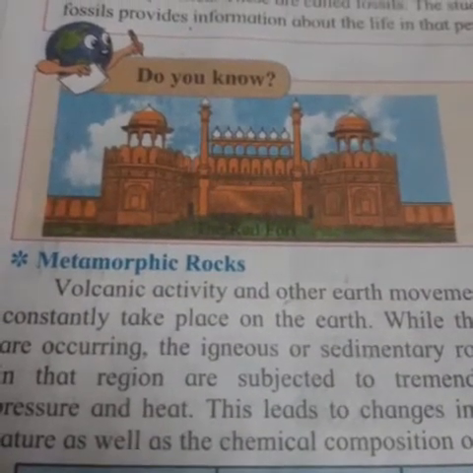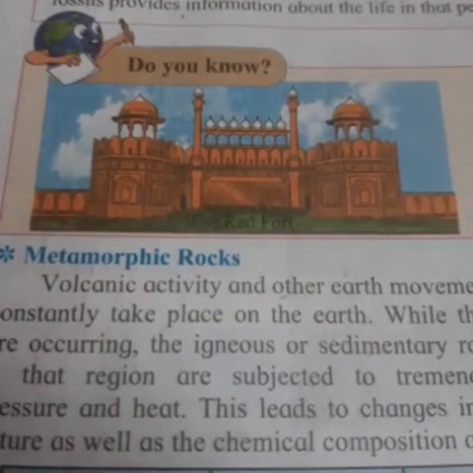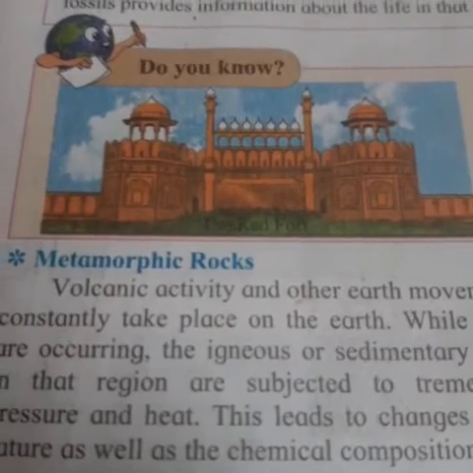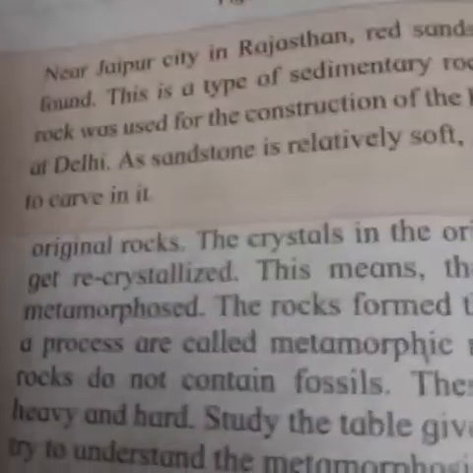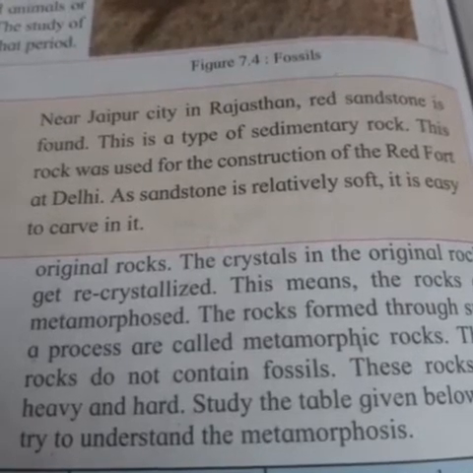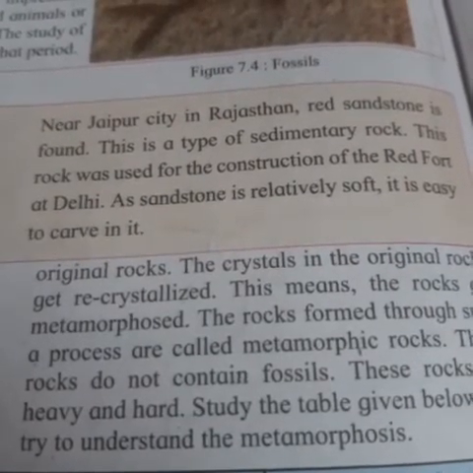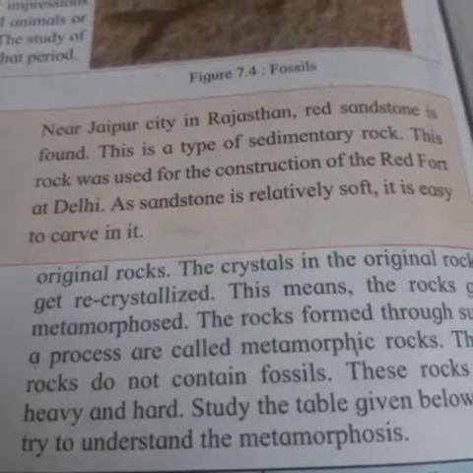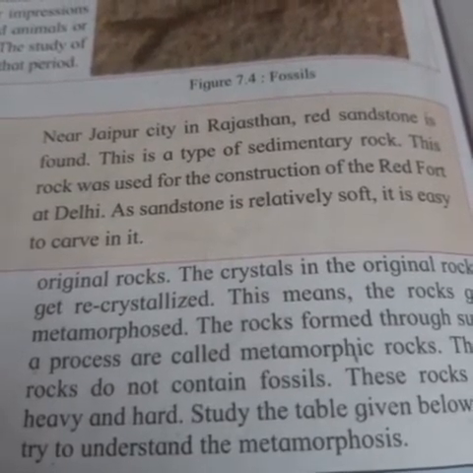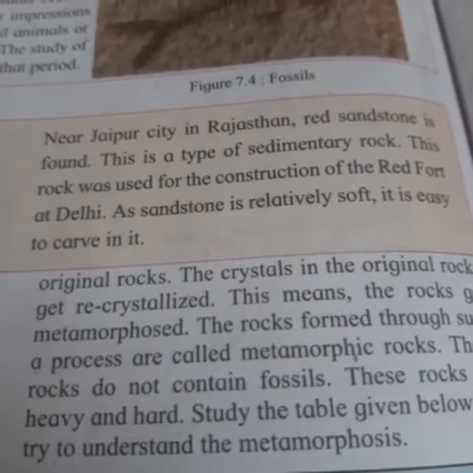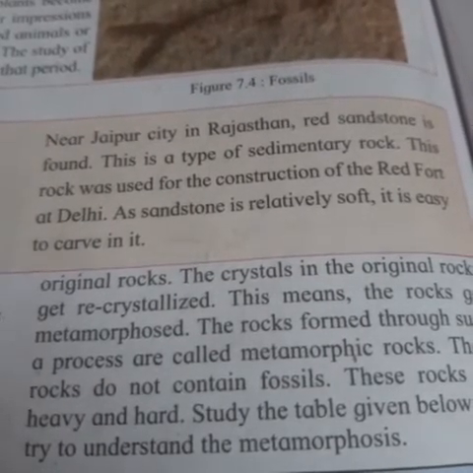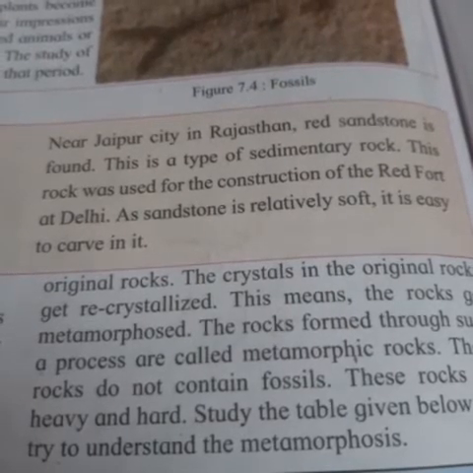Now, this is the Red Fort picture they have given. This is just a small knowledge I can share with you. Near Jaipur city in Rajasthan, red stone is found. This is a type of sedimentary rock. This rock was used for the construction of the Red Fort at Delhi. As the sandstone is relatively soft, it is easy to carve on it.